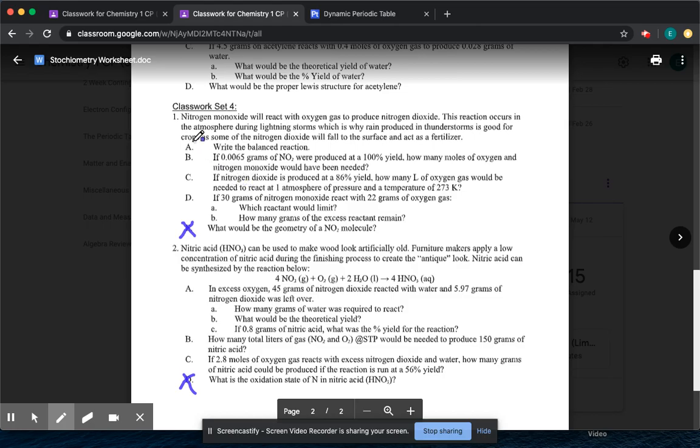If you look at number 1, part C, it says nitrogen dioxide is produced at 86% yield. So they tell you what the percent yield is already. And then they ask you how many liters of oxygen would be needed to react at STP. So 1 atmosphere and 273 Kelvin, that's STP. So you need to base this question off of the previous ones. Everything builds. If you read through the problem, they don't give you gram amounts in here. What they give you is gram amounts in part B.